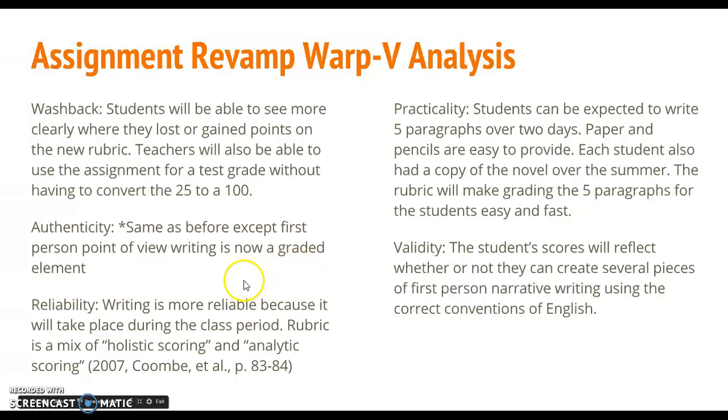And so I think having it as a 100 scale and more specific on the rubric will aid with that. The authenticity is the same, except that first person point of view writing is now a graded element. The writing is more reliable because it will take place during the class period, and the rubric is a mix of holistic and analytic scoring. And personally, I prefer analytic scoring because, as our textbook states, basically it breaks writing down into elements that can be measured, and I just like that specificity.